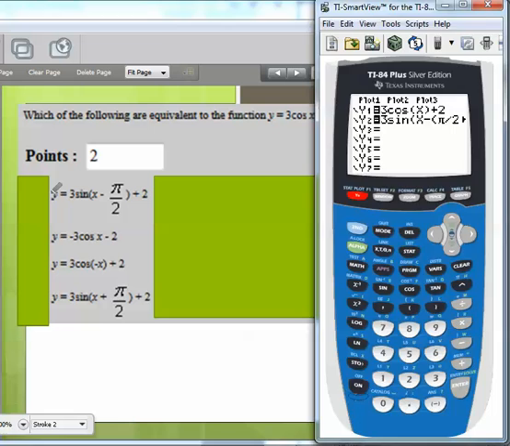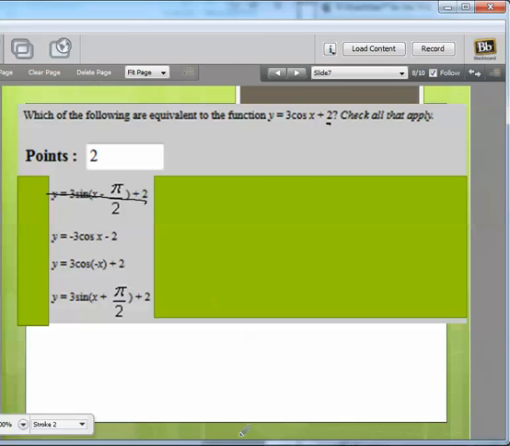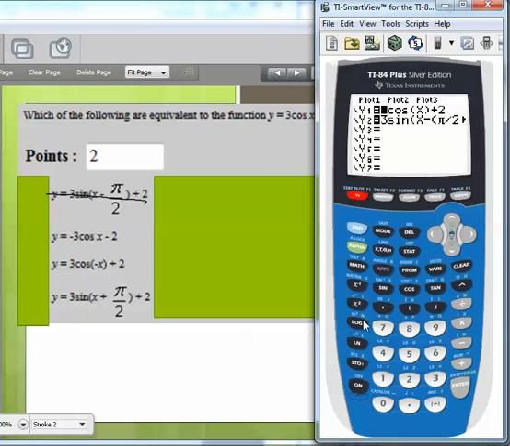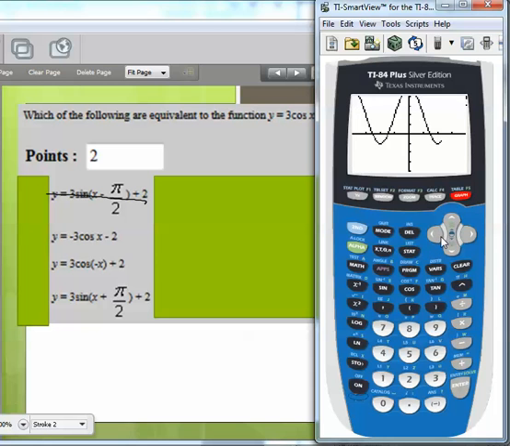So I'm going to come over here and I'm going to mark the first one off. Not going to be that one, okay? So let's try the second one. I'm going to go down here again, and I'm going to say negative 3 cosine of x minus 2. And then everything else goes away. Oops. I left a parenthesis off there. Parenthesis minus 2. And if I graph that, there's the original graph going back up there again.